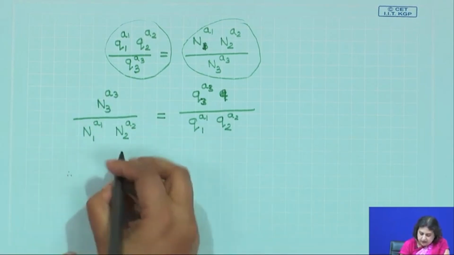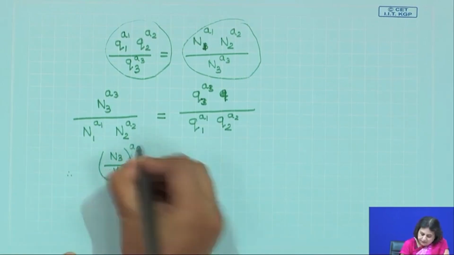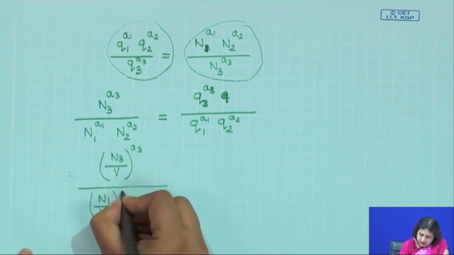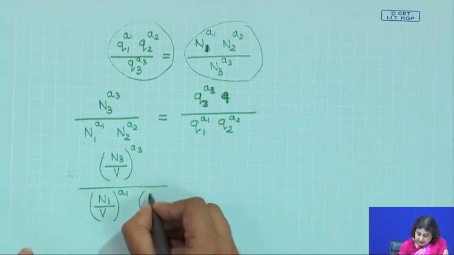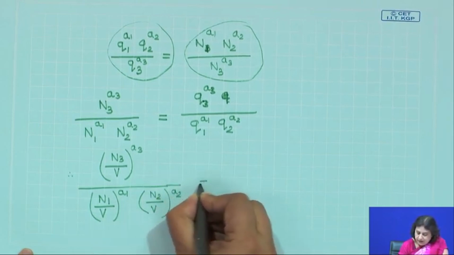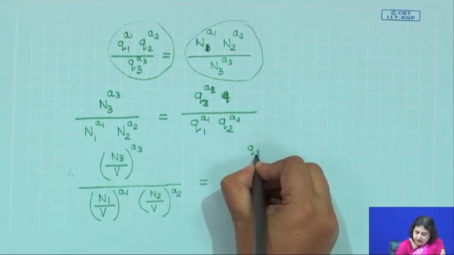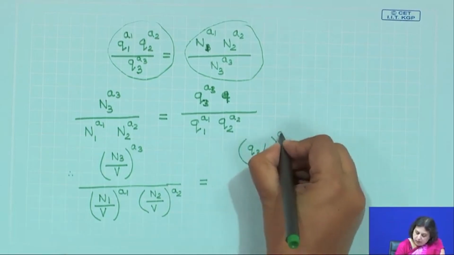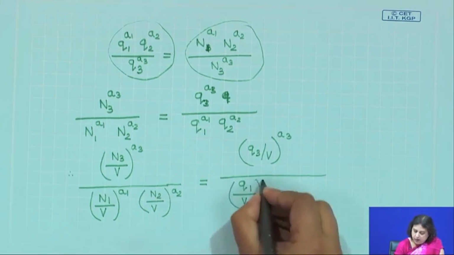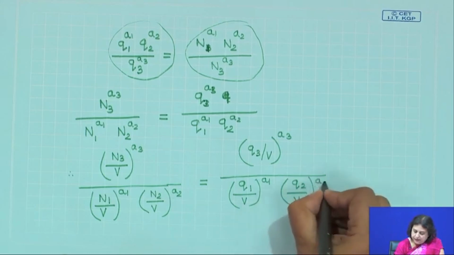So, what I have here is n3 by V to the power of a3. Similarly, instead of n1, I replace it with n1 by V, and instead of n2, I replace it with n2 by V, where V is the total volume of the system. So, what do I have on the right hand side? I have q3 by V to the power of a3 divided by q1 by V to the power of a1 into q2 by V to the power of a2.